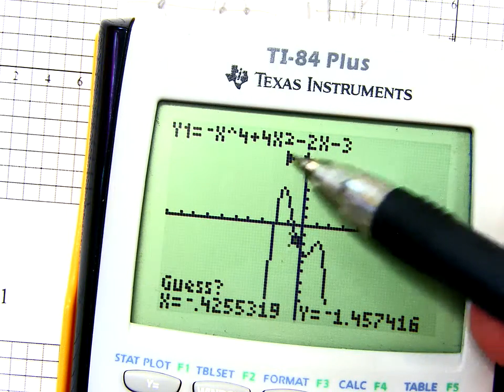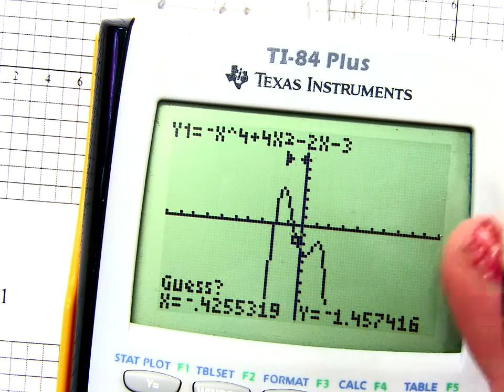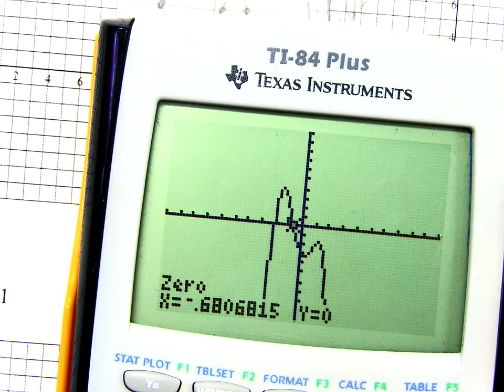So again, you see the two black triangles pointing towards each other. You just hit enter again when it says guess. And then there it gives me the next exact answer. Well, I say exact, but okay.